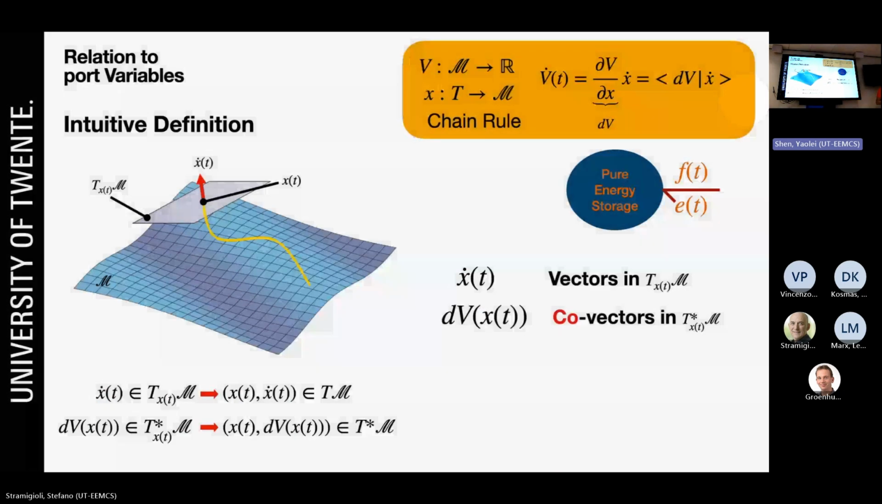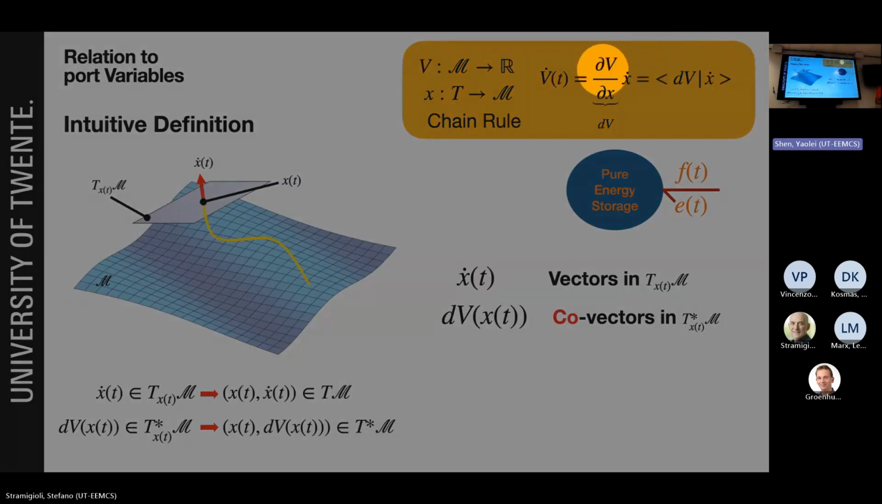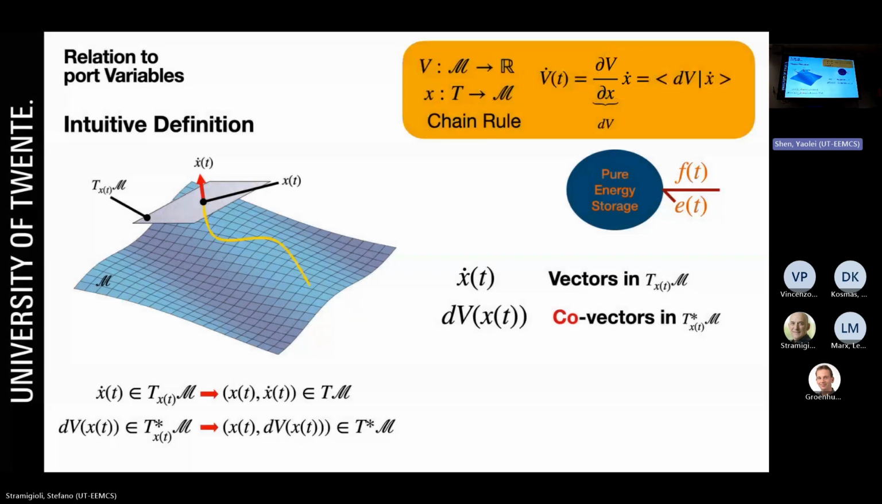It is the natural pairing between the velocity x dot and the differential dV. So what you read there, the partial derivative of V with respect to x, is actually the differential in the coordinate x that you've chosen. You can choose coordinate x, coordinate y, coordinate z, I don't care. You will always get the same thing because it's coordinate invariant. So you see that there is a natural pairing between dV and x dot.